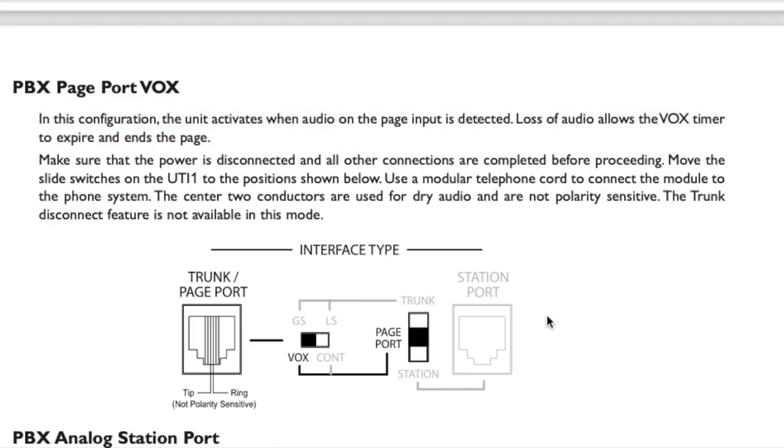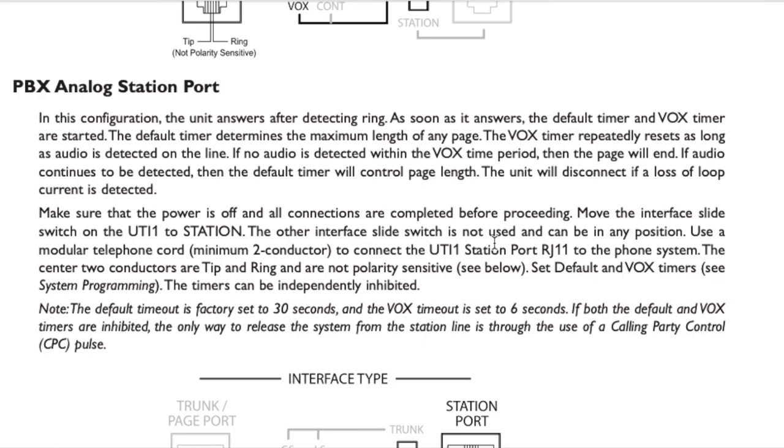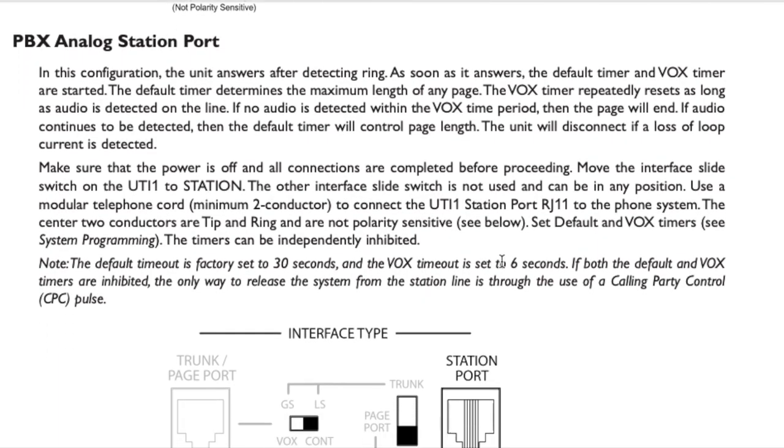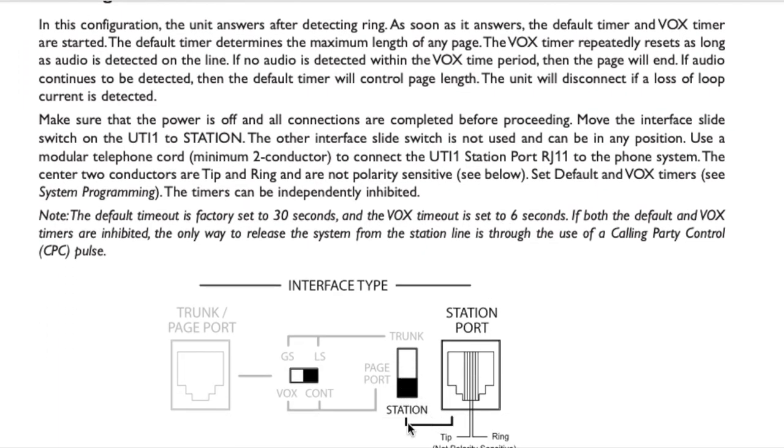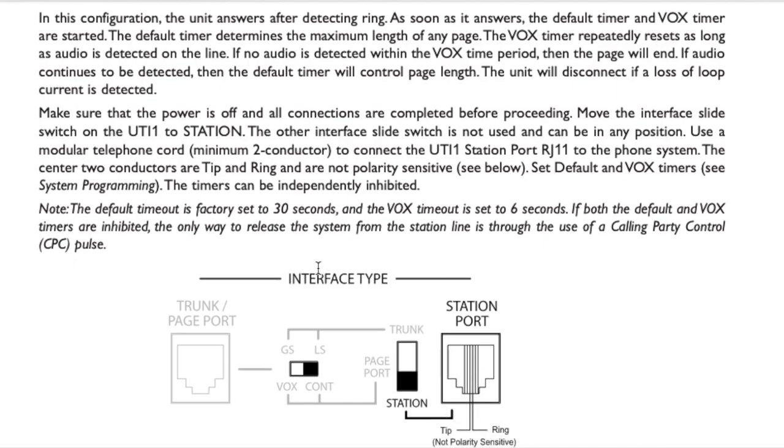So if it doesn't detect sound for a few seconds, it's going to automatically hang up. And as I was saying, the analog station port, if it's down at the bottom, it's just using the tip and ring, nothing else, and if it detects a ring, it's going to answer. It does still have the Vox timer on it, set to the default Vox timer. So if you're not talking for 10 seconds, it's going to automatically cut. So that's pretty much how it works.